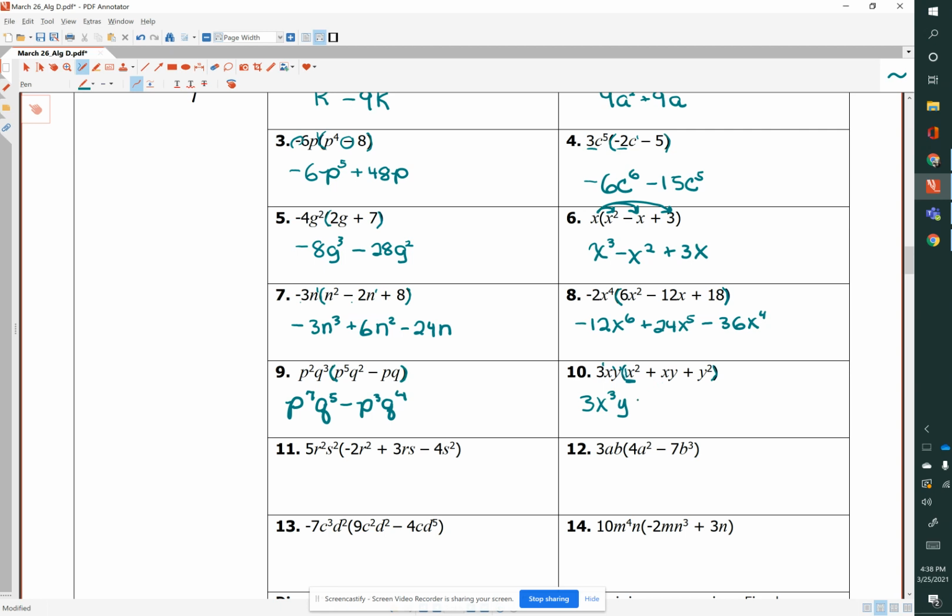positive 3 times a positive 1, invisible 1 here, is positive 3. X times x is x squared. Y times y is y squared. And then positive 3 times invisible positive 1 again is 3. We don't have an x term, so we'll just write our x, but we have y times y squared, which would be y to the third. And that's our final answer.